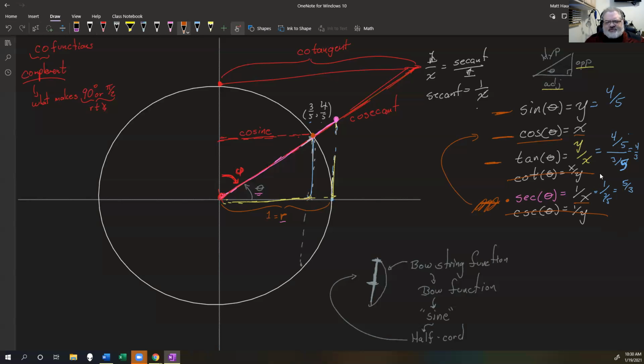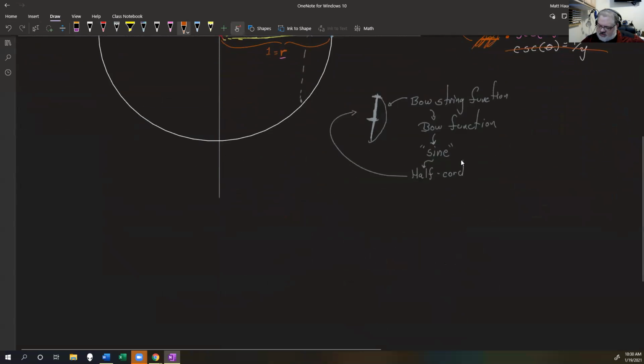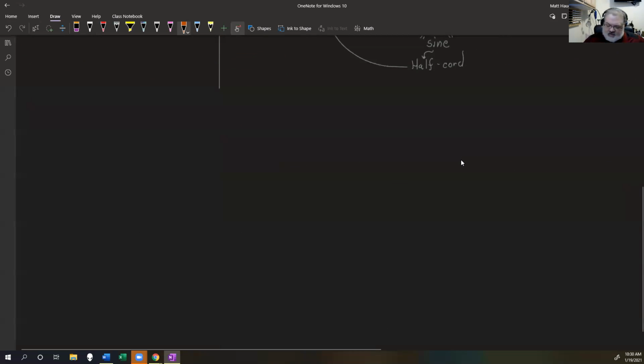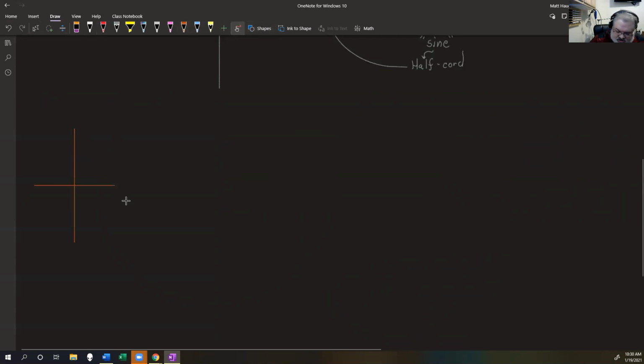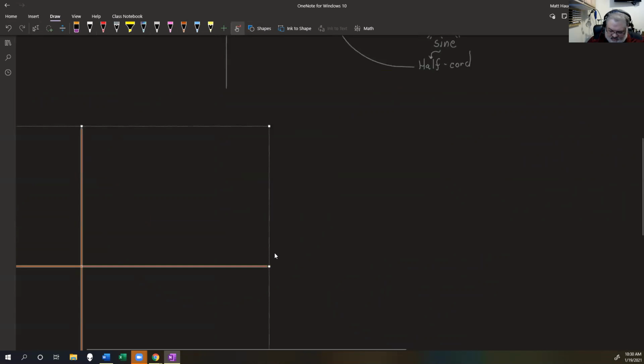All that seem reasonable so far? So these are our, let's kind of back up here, our unit circle definitions for our trigonometric functions.